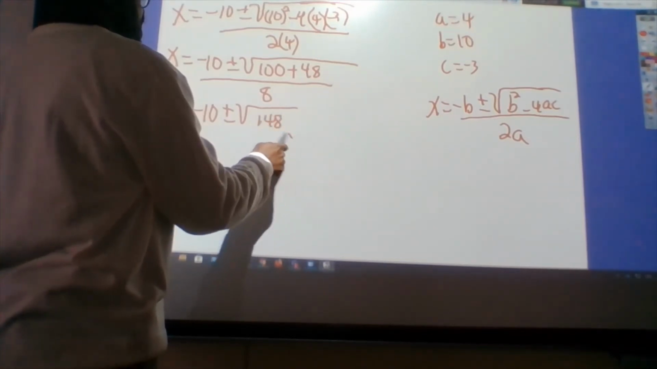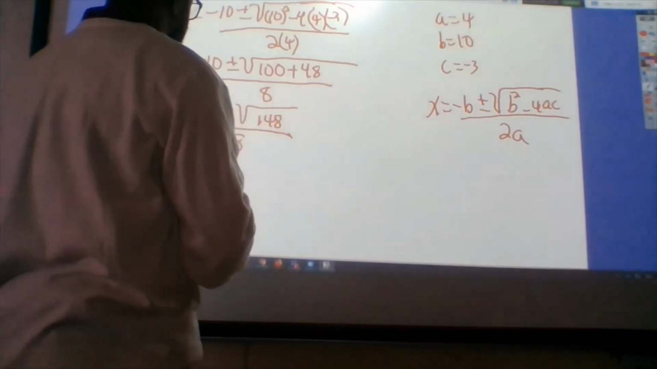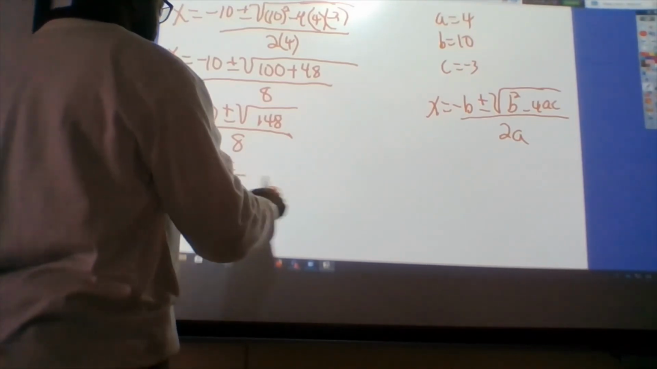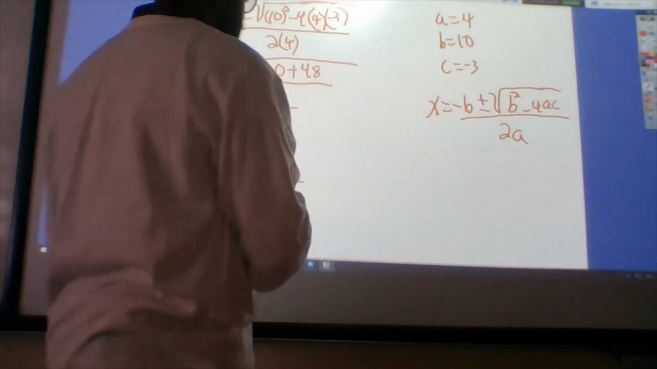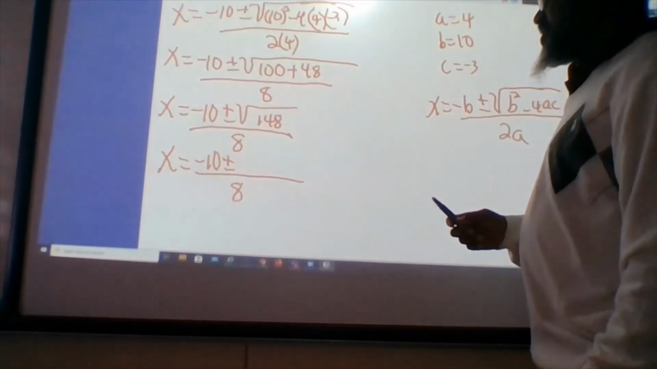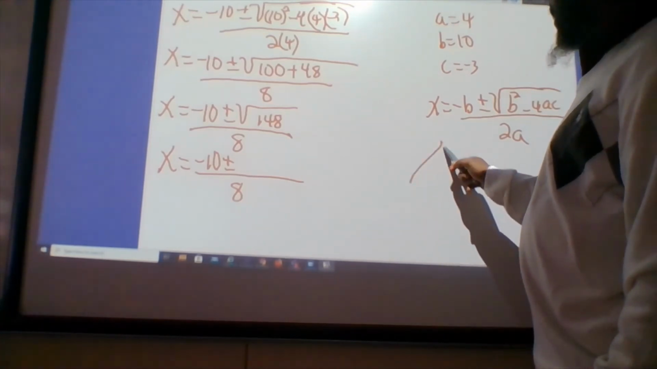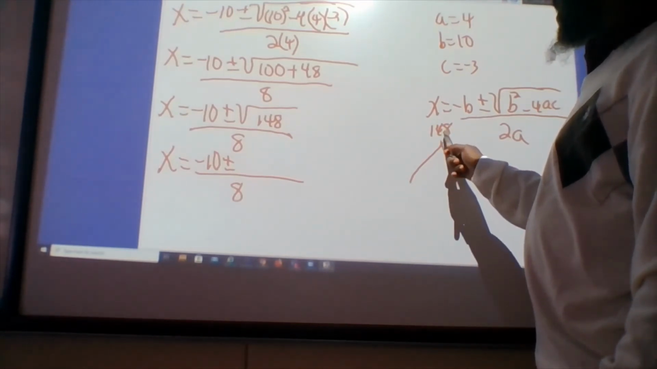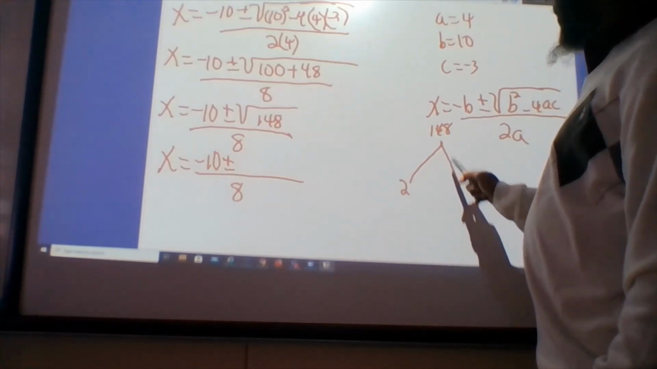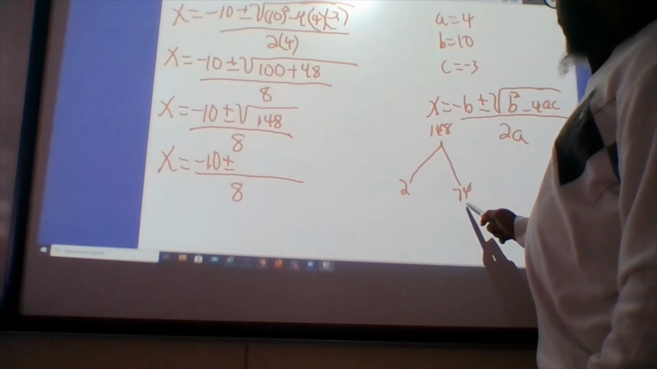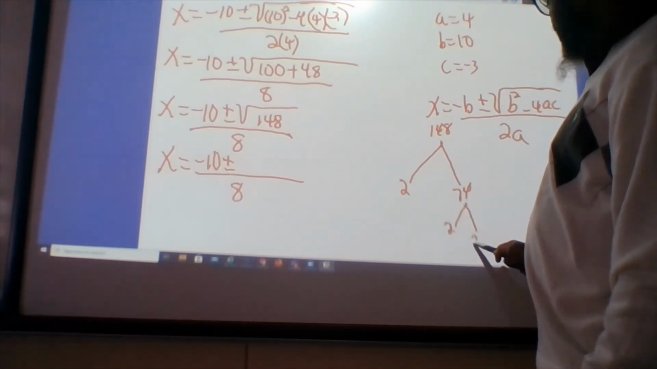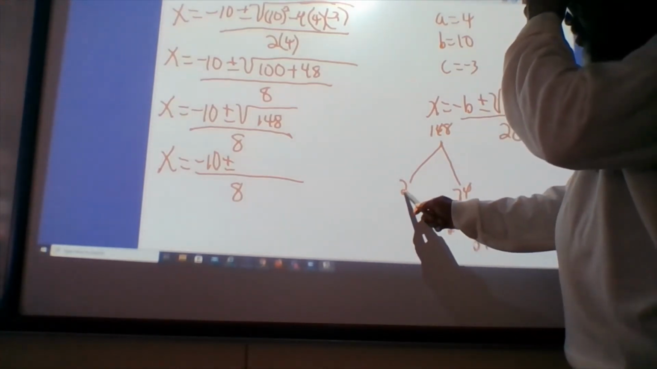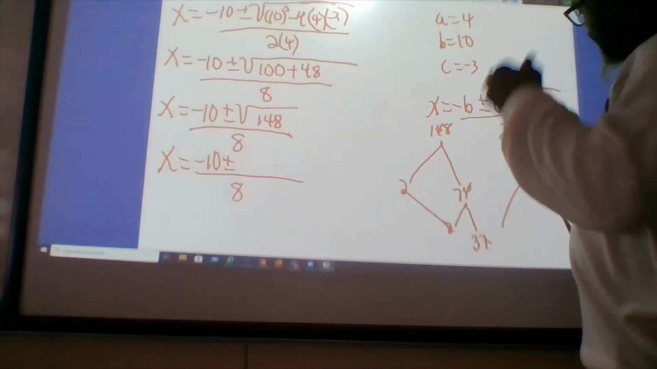Let's work this out. 148. Since I don't know any number whose square is 148, I can divide 148 by 2. That will be 74. I know 74 is 2 times 37. So there's nothing else I can do with 37. 37 is a prime number. Therefore, I know 148 is 4 times 37. And I can take the square root of each one of them. Therefore, this will give me 2 square root of 37.